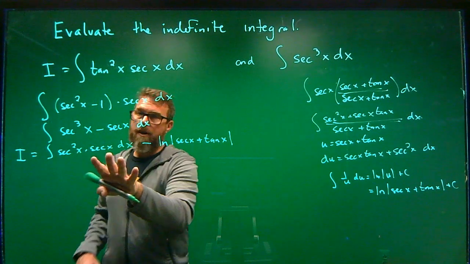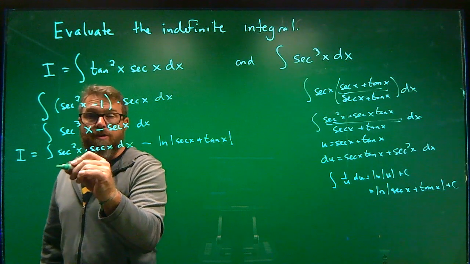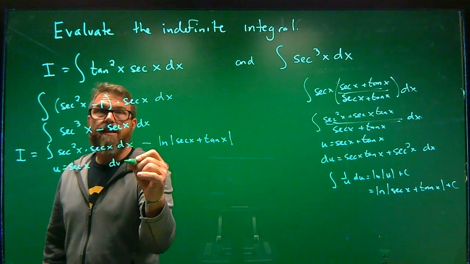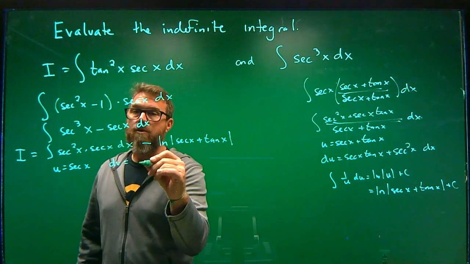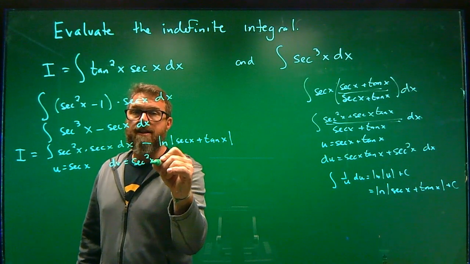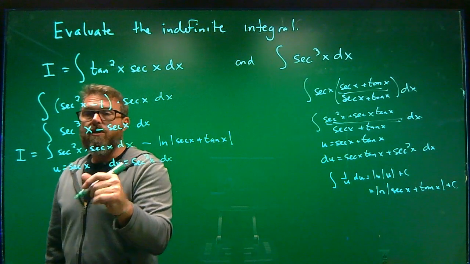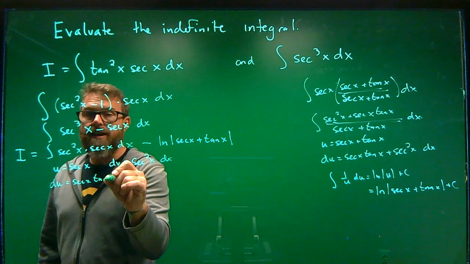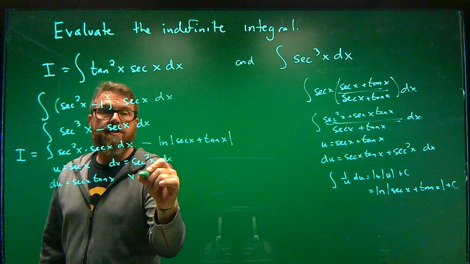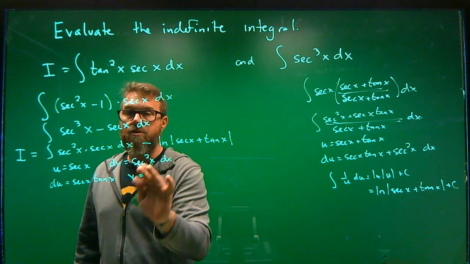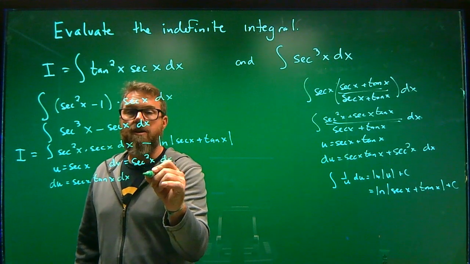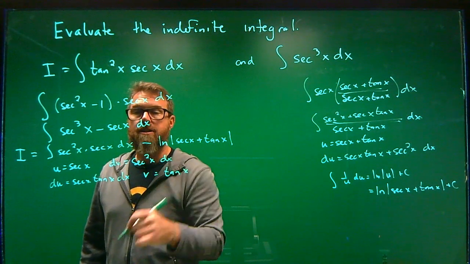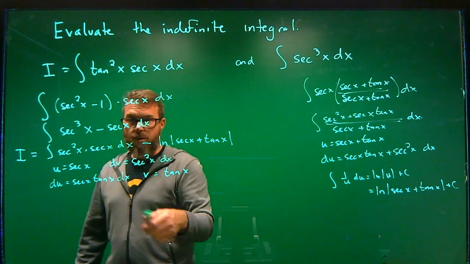In order to integrate this, again, I need a u that is differentiable. So let's call it the secant of x, and then a dv that is integrable, which is going to be the secant squared of x dx. The derivative of the secant is the secant of x tangent of x, and v is going to be the integral of the secant squared, which is the tangent of x. So now we know that its integral is uv.